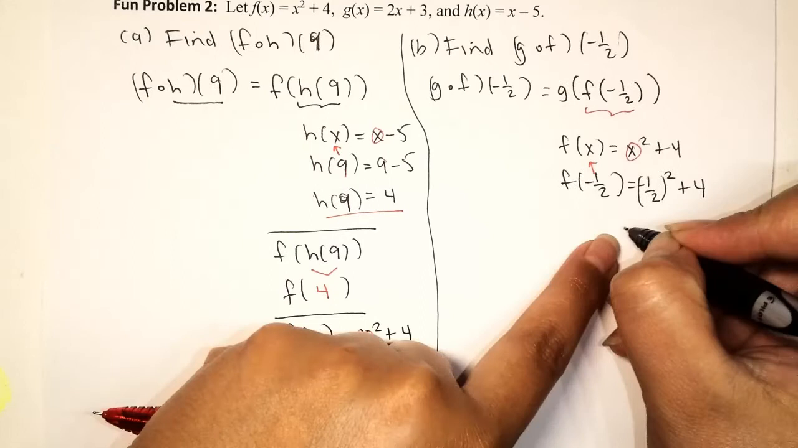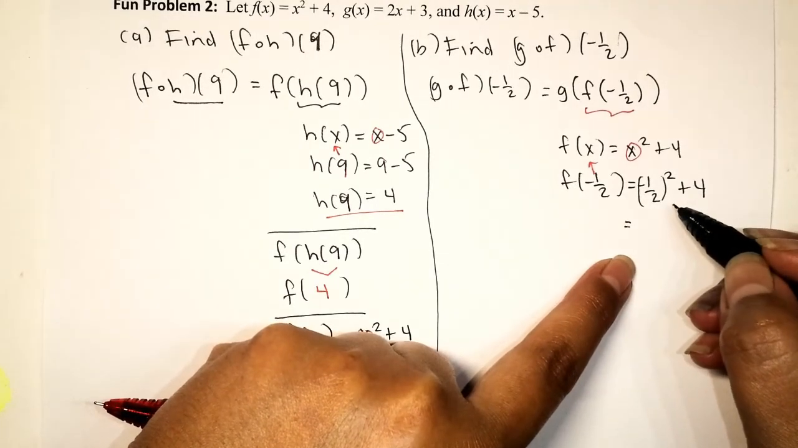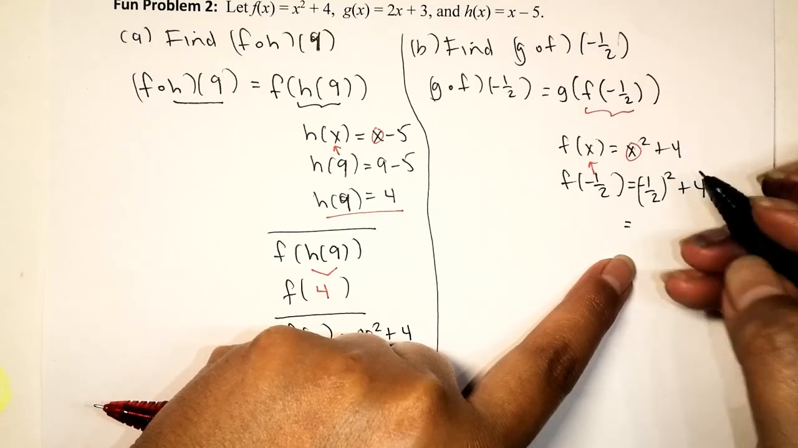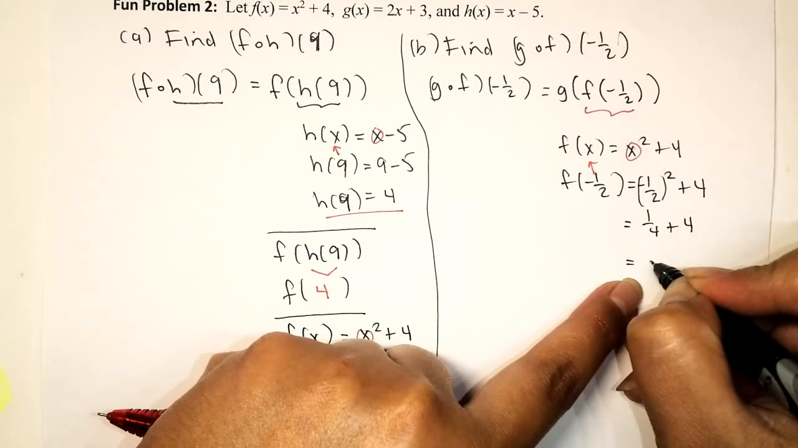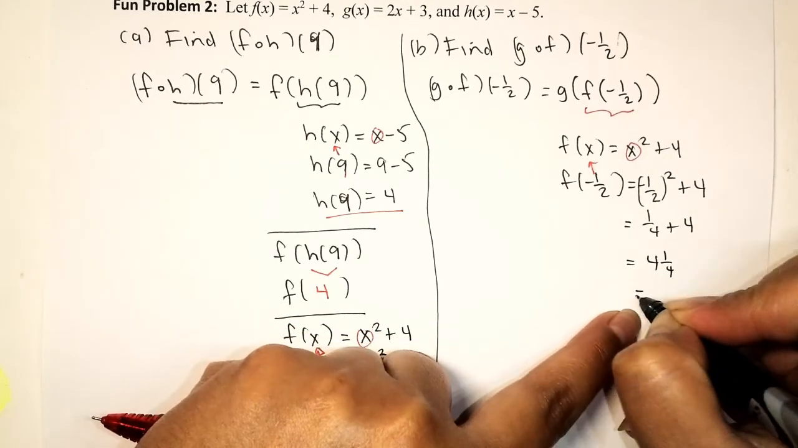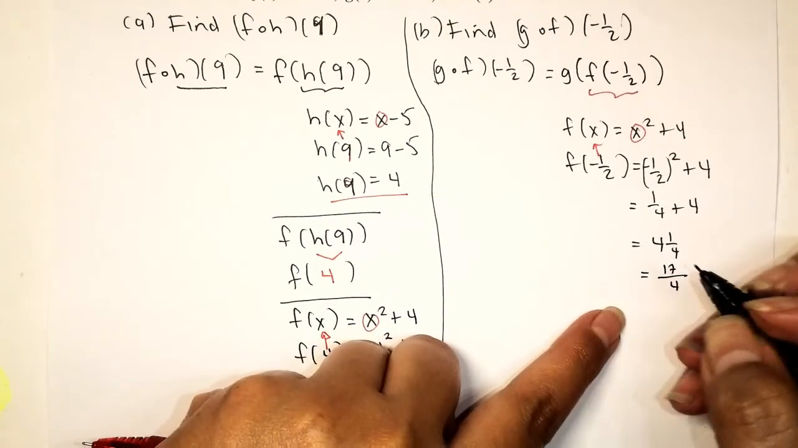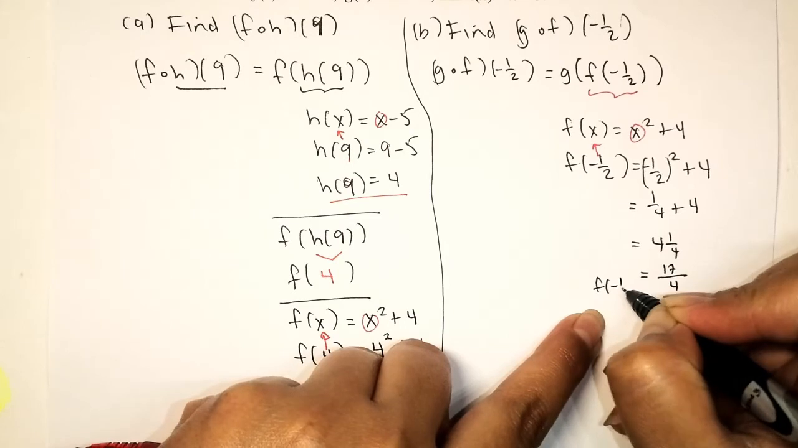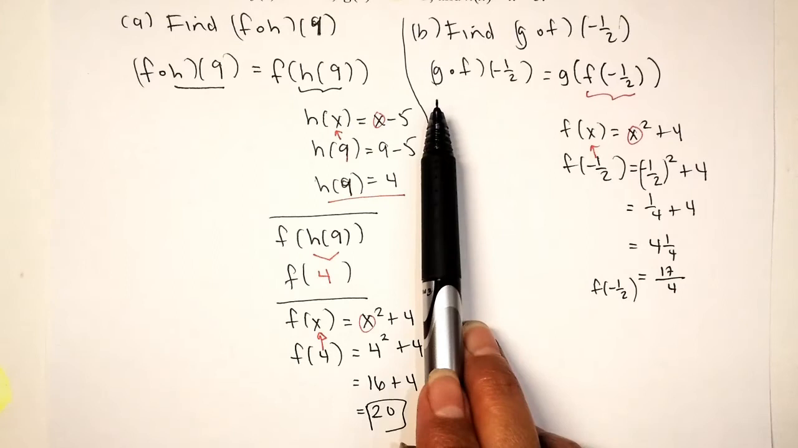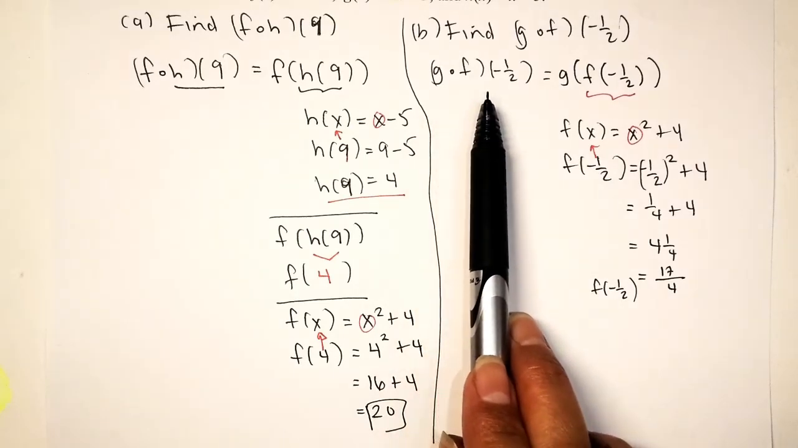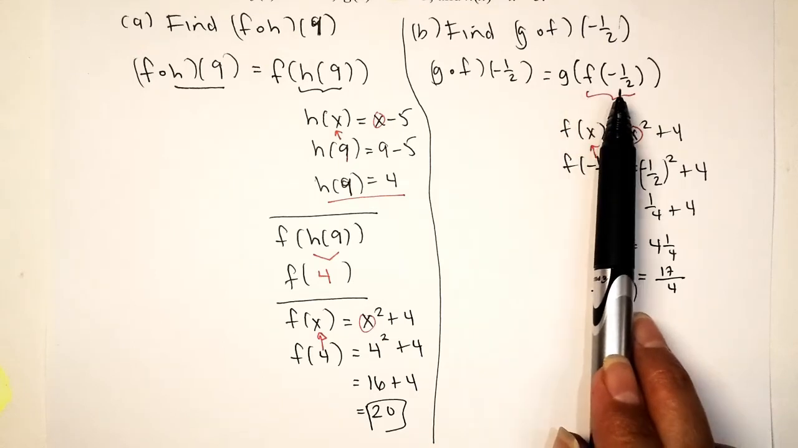Okay, I don't have easy access to a calculator, so I'm going to freehand it. The square of negative 1/2, negative 1/2 times negative 1/2, is 1/4. And the sum of 4 and 1/4 is 4 and 1/4. Or if I do it as an improper fraction, that will give us 17/4. So let me just write down where this came from. Okay, so we want to find g of f of negative 1/2. In order for us to find that, we need to find what f of negative 1/2 is.